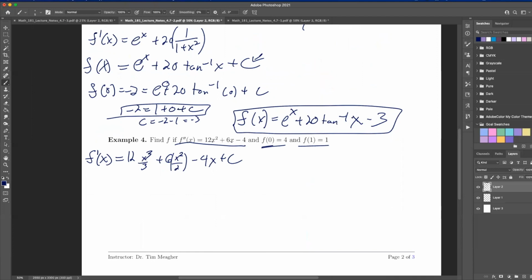All right, so let's take the next antiderivative. So when I take the antiderivative, I get rid of one of my derivative marks every time I do it. So I leave the 12, and then 12 divided by 3. Let's go ahead and simplify this real quick. This is just 4. This is just 3.